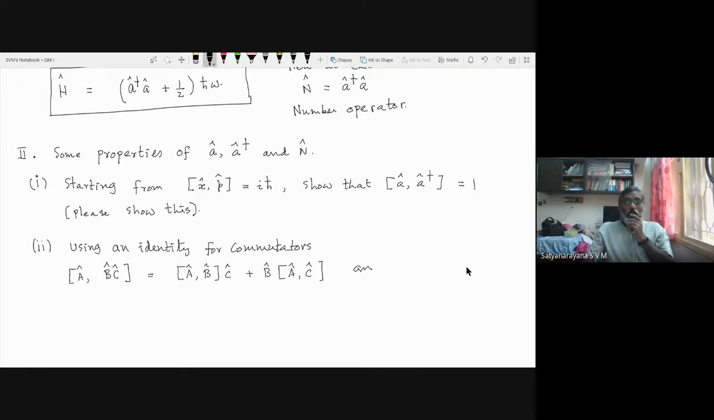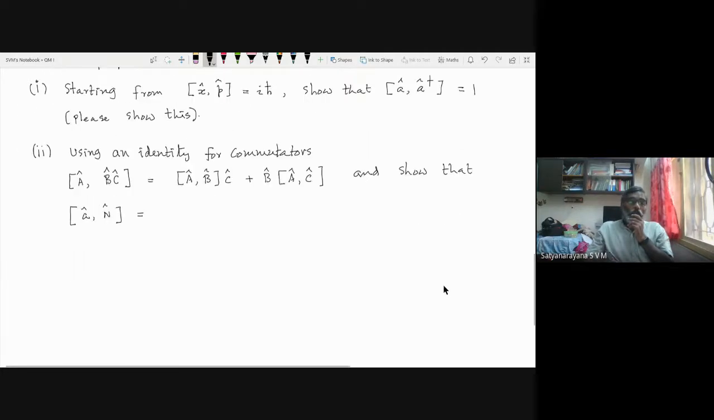and show that the operator A comma N, okay, so what is A comma N? A comma N is equal to, I do not remember what that will be, so let us try to write this. So A, what is N? N is A dagger A, correct? So that means if I use this operator identity, this will be A comma A with the A dagger plus A into A comma A dagger.